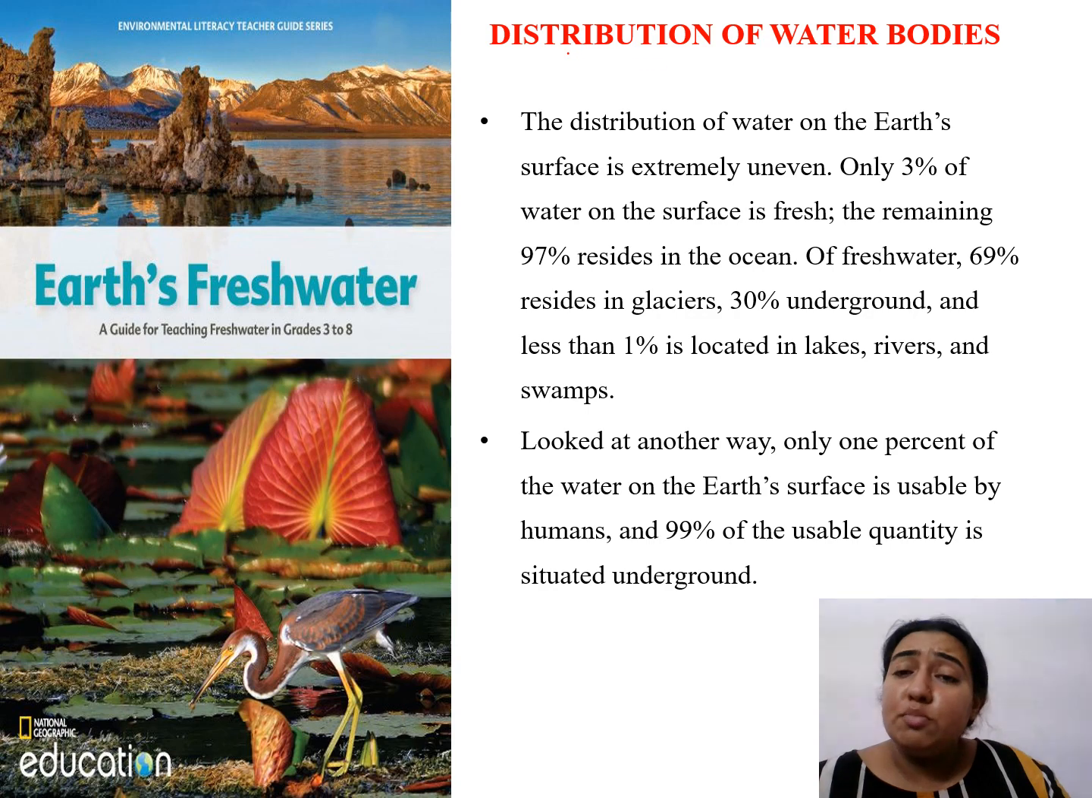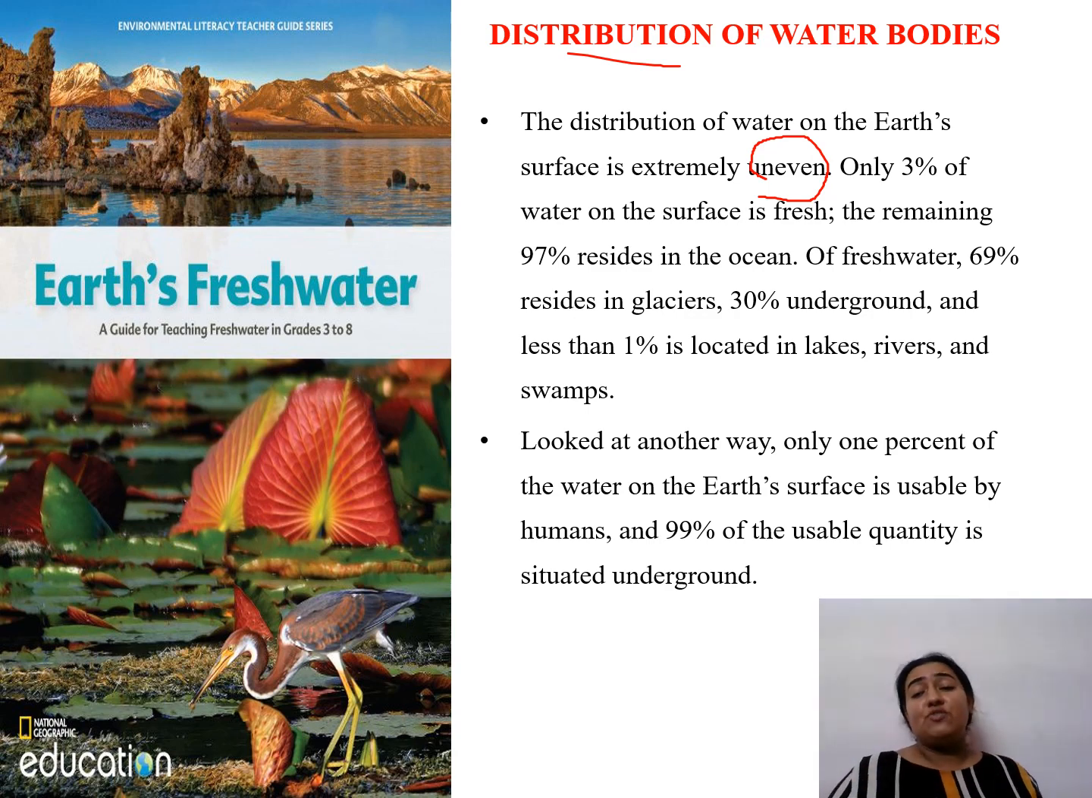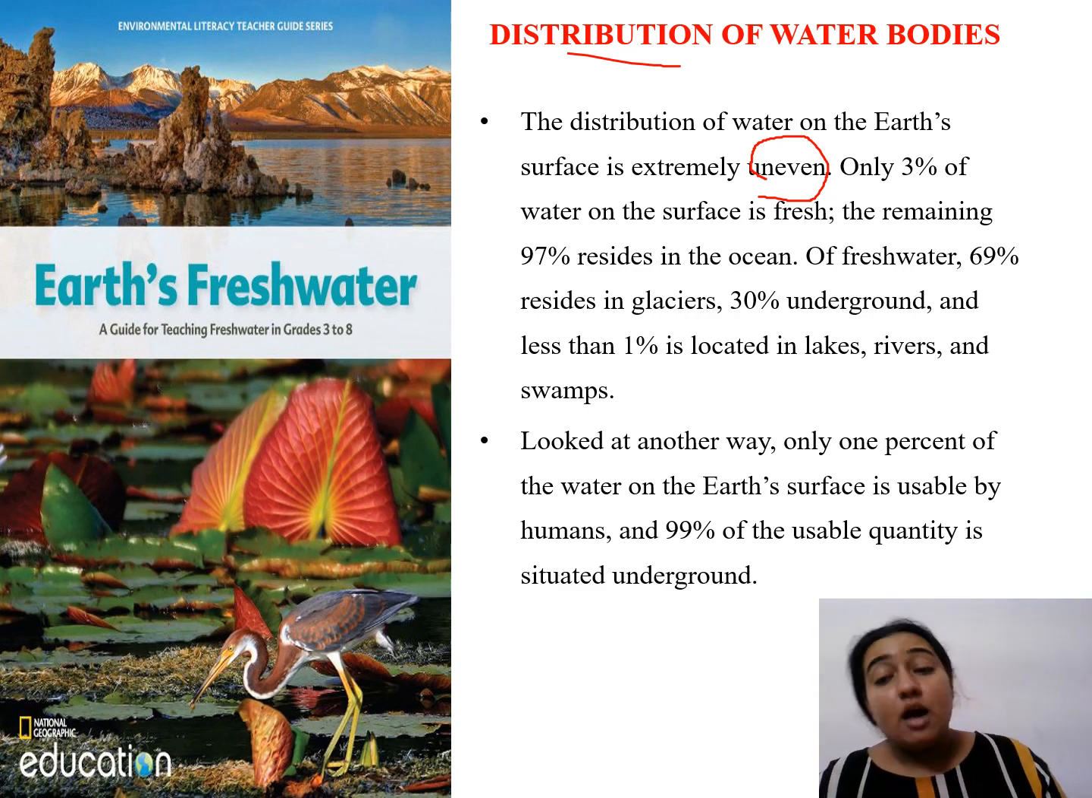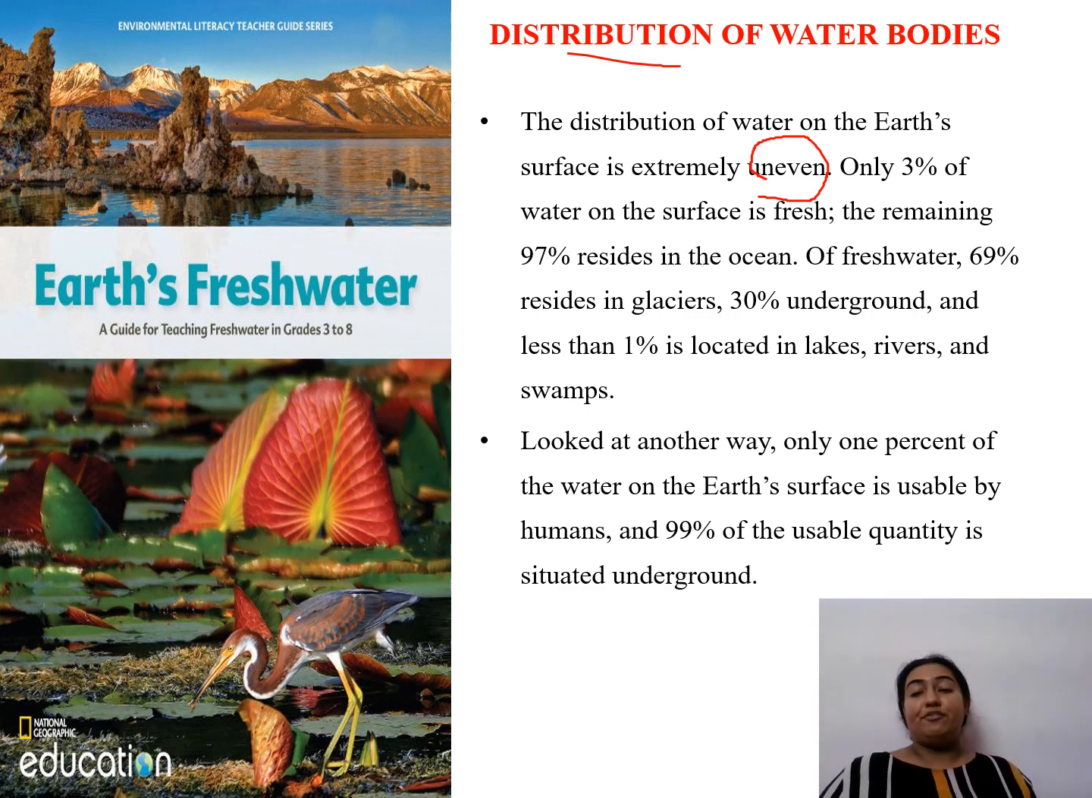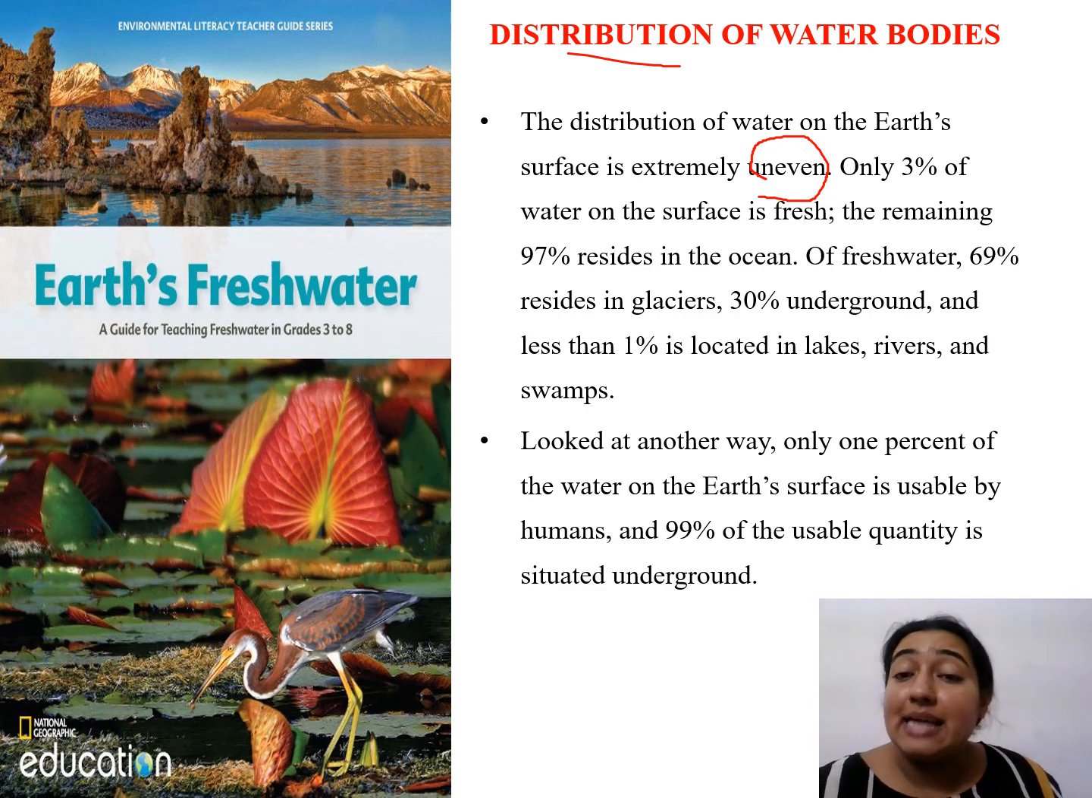Now the distribution of water on earth's surface is extremely uneven. Somewhere more, somewhere less. Rivers, oceans will have something very different. Ice caps will have something very different. Groundwater will have something very different. Whereas lakes will have something very different. So that is why they are telling it as uneven.